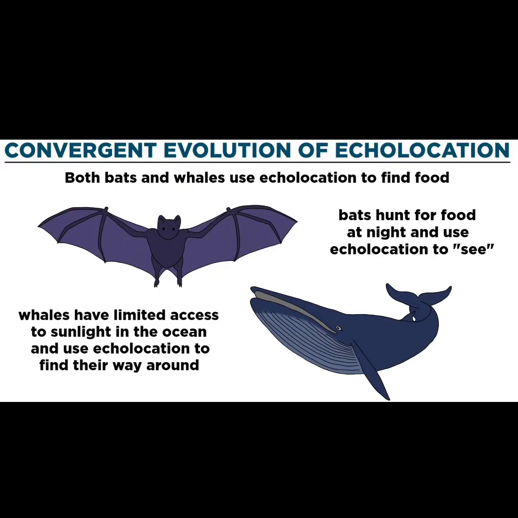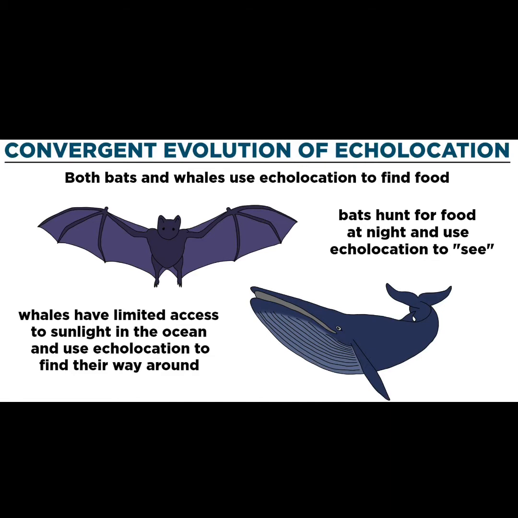All right, the next topic is convergent evolution, which we've talked about. A lot of times we think about this as structures like butterfly wings and bat wings, but here's a really interesting one, and it's echolocation. So both these animals use echolocation, and the environmental pressures on them don't really seem similar until we take a closer look.